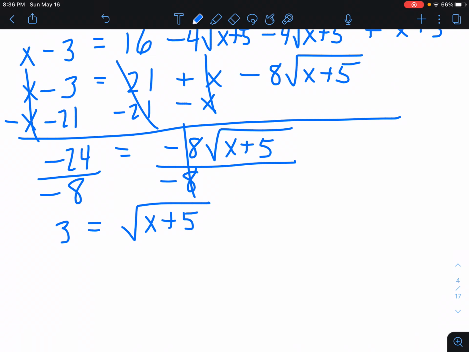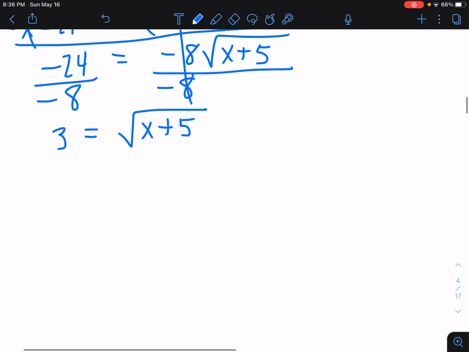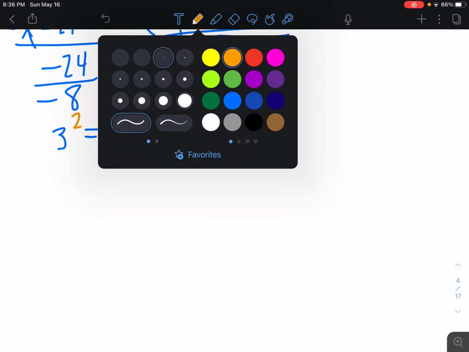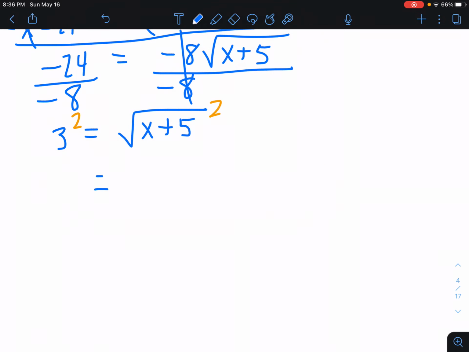So now we have a radical by itself. So let's get rid of the radical by squaring both sides. On the left side is 9, 3 squared. And the right side, you can just drop the radical and have x plus 5. And that's a nice easy one to solve. Subtract 5 to get 4.